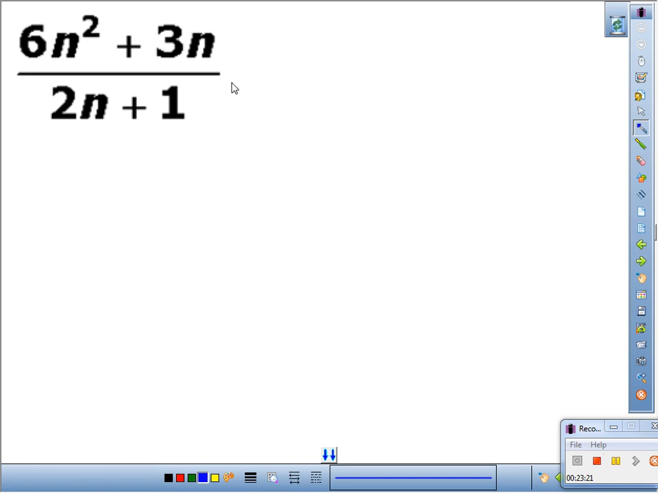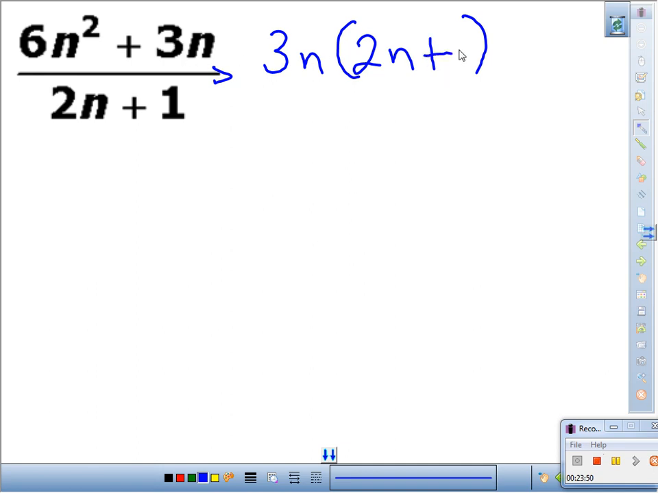So check this out. When you get to these, we cannot find a GCF for these two yet, which means we need to focus first on the numerator, and then we go to the denominator. So question, what is the GCF for the numerator? 3n. So we write 3n, and we're left with 2n plus 1. Does everybody see that? Okay, so we're done with this one. Let's go to the denominator. What's the GCF for these two? 1, and we're left with 2n plus 1.